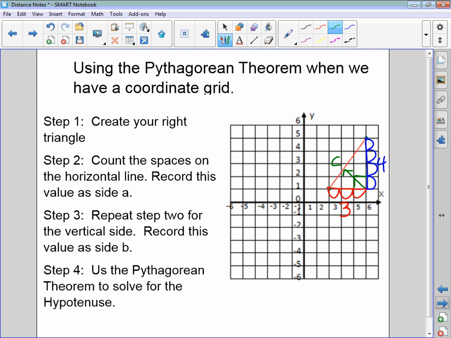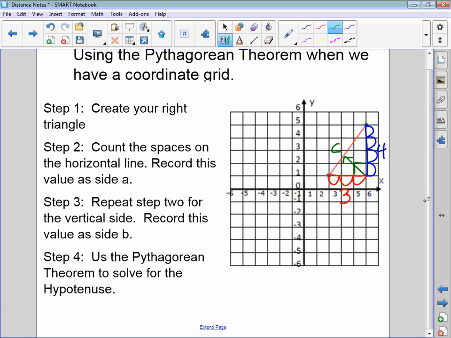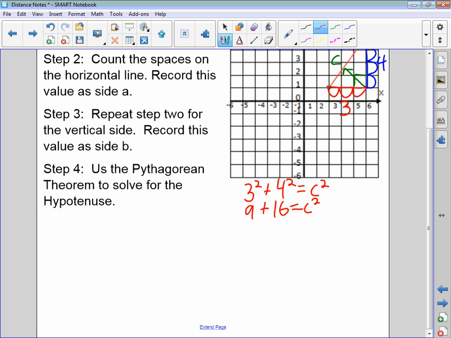Now we will work through this using our Pythagorean theorem. So we will do 3 squared plus 4 squared equals C squared. We get 9 plus 16 equals C squared. These two added together gives us 25 equals C squared. We take the square root of both and we get C equals 5.